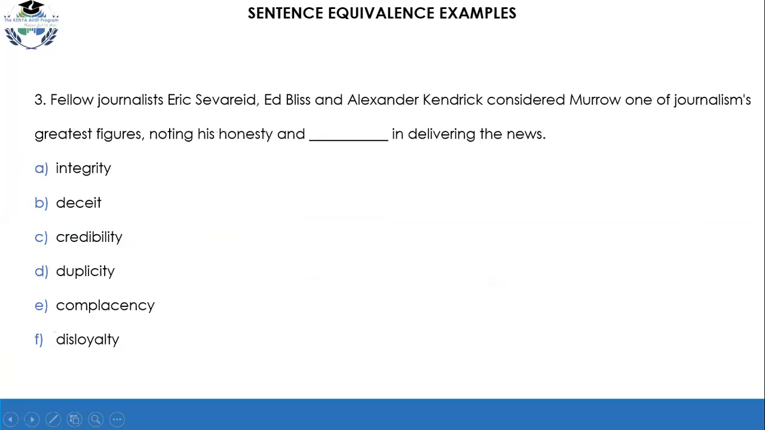I know most of us will now come in here, right? So fellow journalists Eric Savareid, Ed Bliss, and Alexandra Kendrick considered Maro one of journalism's greatest figures, noting his honesty and blank in delivering the news. All right, so 10 seconds, let us process this sentence. And then I need to hear from someone new what they think about this question, like what is it talking about?